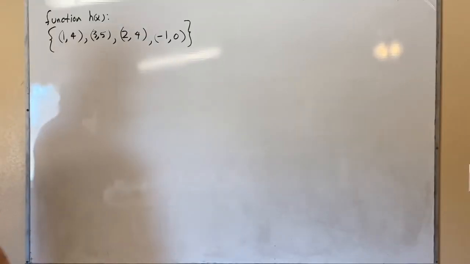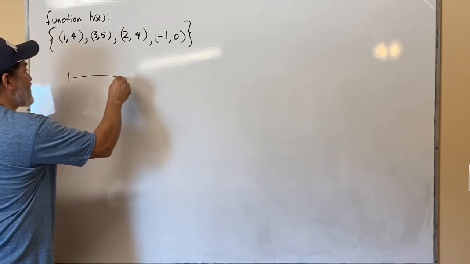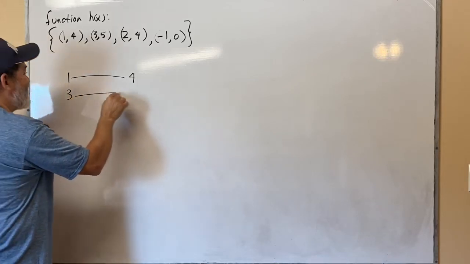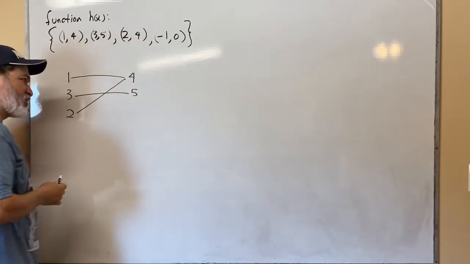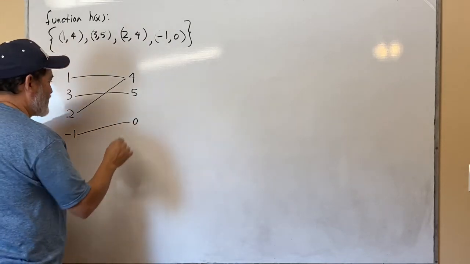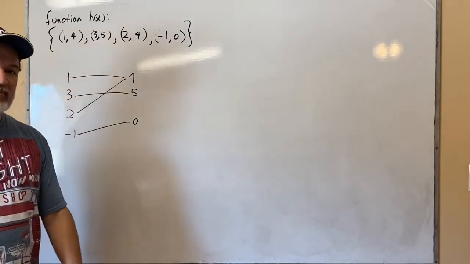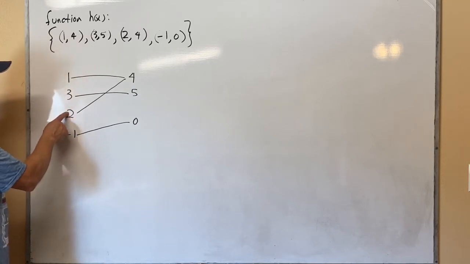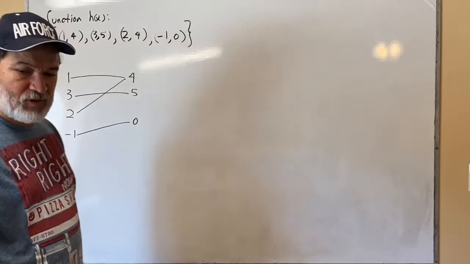So this is fine. Watch this. 1 is paired with 4. 3 is paired with 5. 2 is paired with 4, and that's okay. And -1 is paired with 0. So that's fine. It is a function. You just cannot have an x value paired with two different y values. You can't have that, okay?